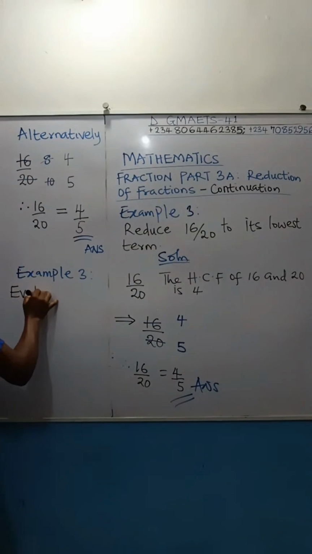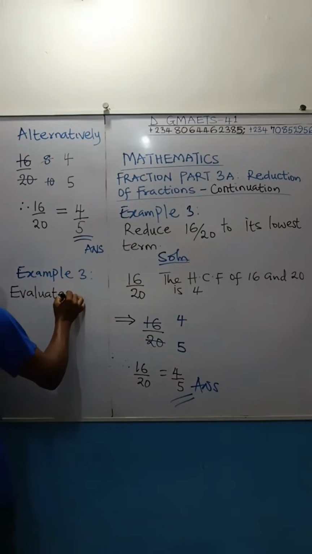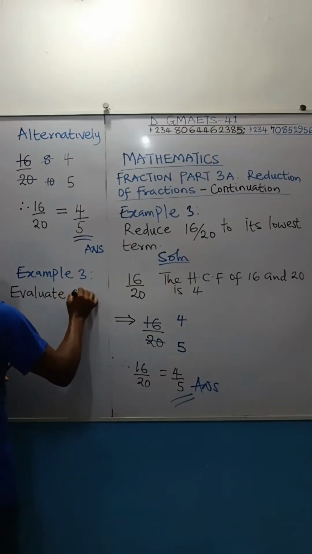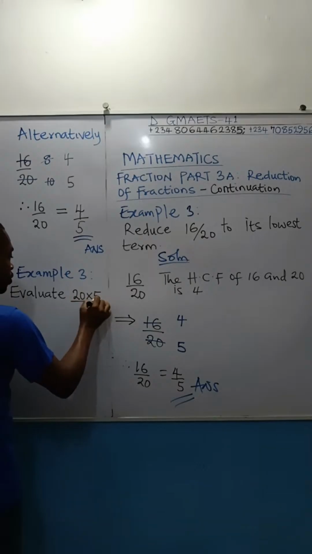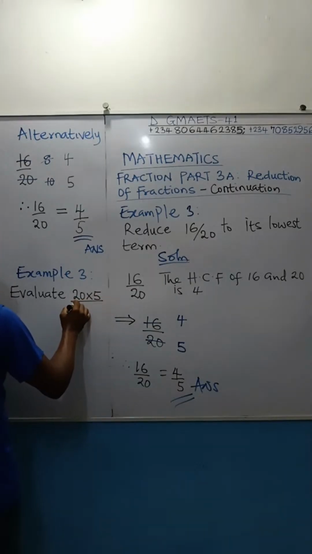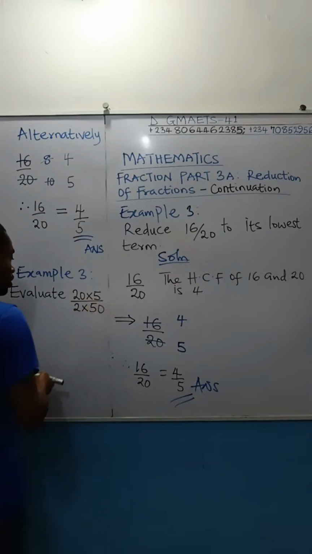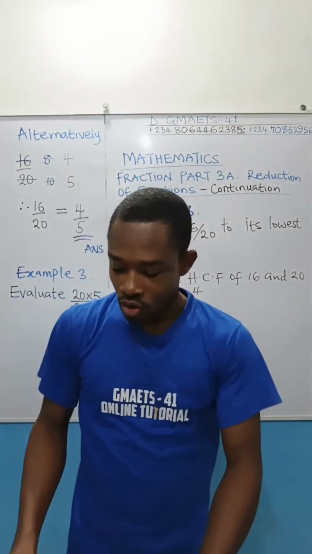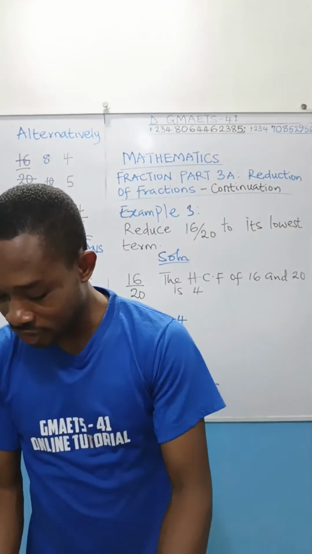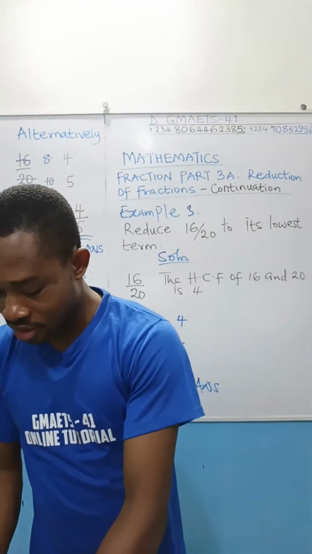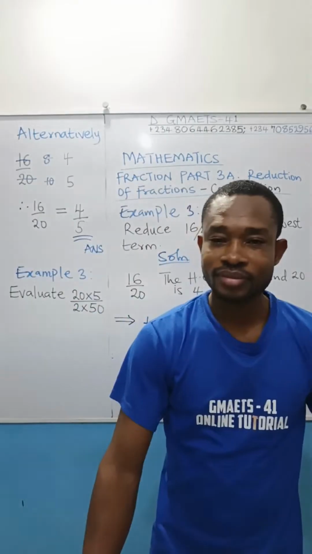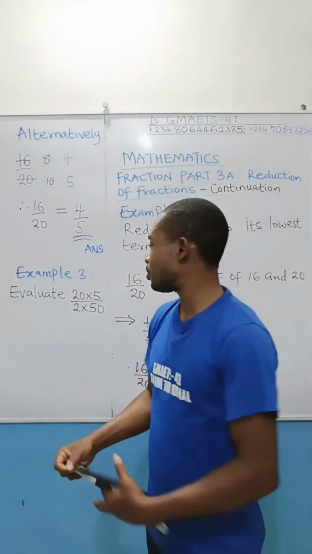Evaluate 20 times 5 over 2 times 50. 20 times 5 over 2 times 50. You are asked to evaluate it. So how do we solve this problem?